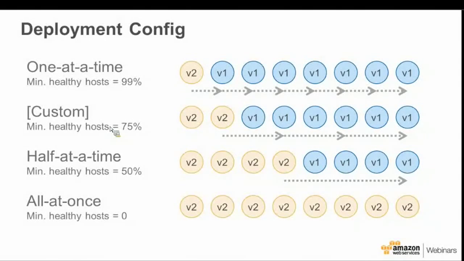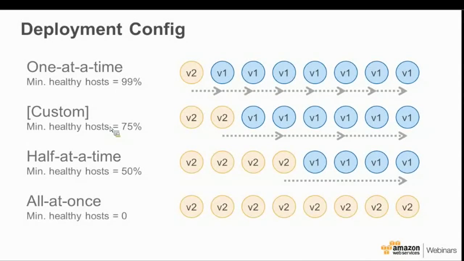You'll also see on this page, a little below each of the titles, minimum healthy hosts. This is the actual config that you'll use to specify any custom deployment configs you create. Like I mentioned earlier, you can create your own deployment configs, and the way you do that is simply by specifying this one parameter, which is minimum healthy hosts. Minimum healthy hosts is, as it sounds, the minimum number of hosts that have to be active or healthy during a deployment. So for this custom example, we said 75% of our hosts must be healthy.